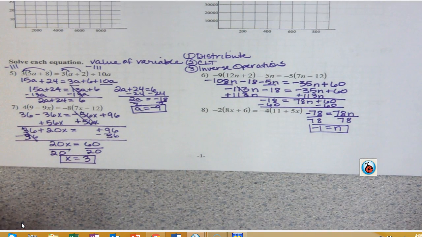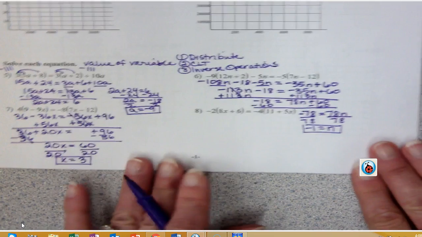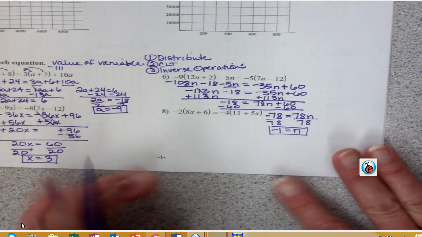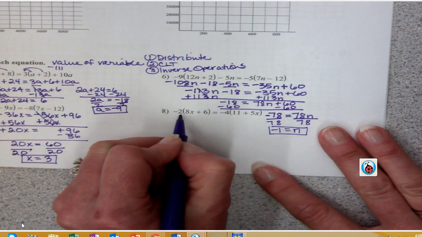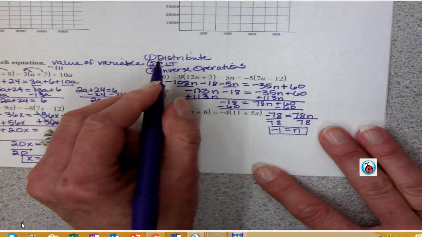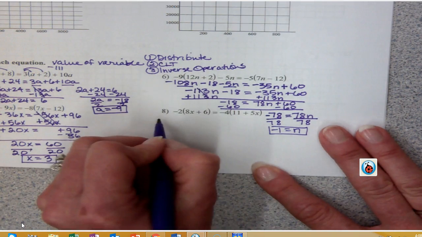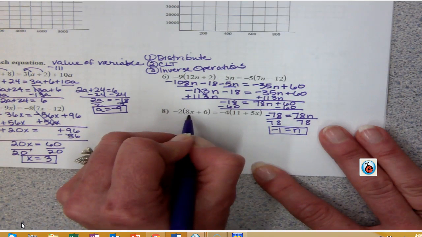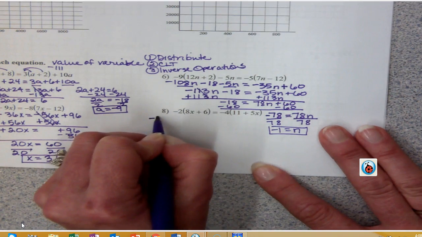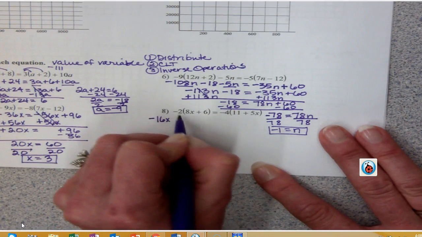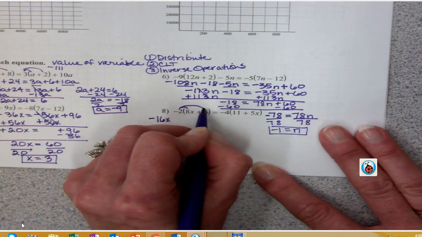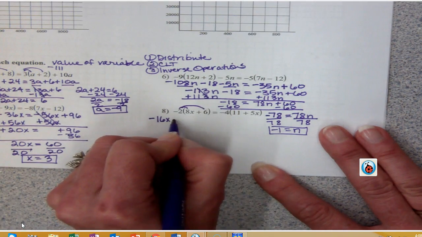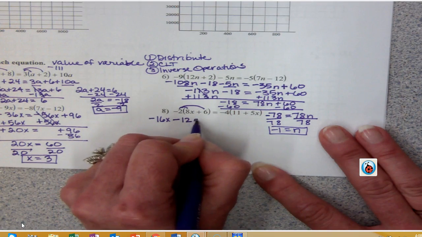Okay. Number 8. I'm going to distribute. First step is to distribute. So negative 2 times 8x is negative 16x. Negative 2 times 6 is minus 12.